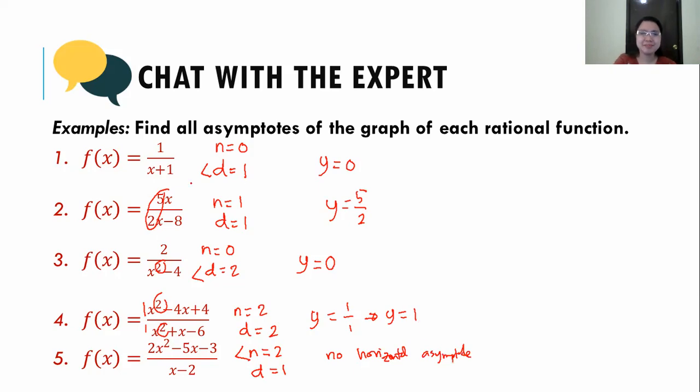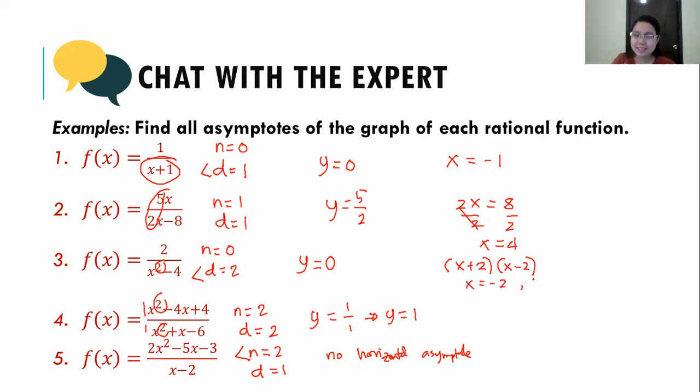How about the vertical? Here, you go back to your domain. x is equal to -1. The second, 2x is equal to 8. Divide both sides by 2, so x equals 4. The third one can be factored as x plus 2 and x minus 2. So our vertical asymptotes will be x equals -2 and x equals 2. So that's it, and you can continue till the end.